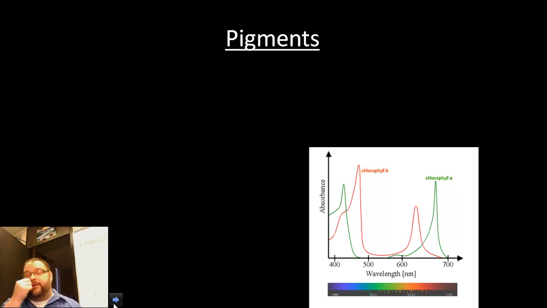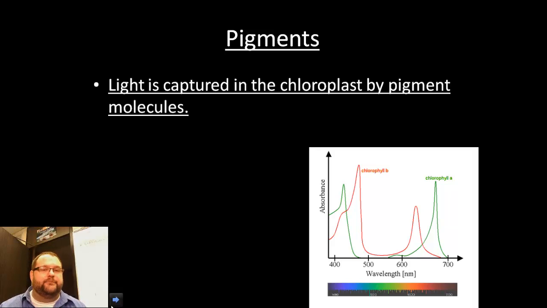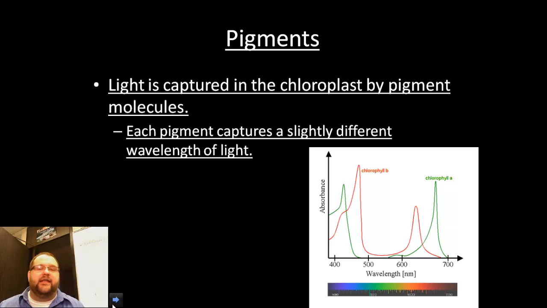Now, a pigment. A pigment is a molecule that absorbs light. So light is captured by chloroplasts and pigment molecules, and each pigment molecule captures a slightly different wavelength of light. And we'll look at this in the picture.